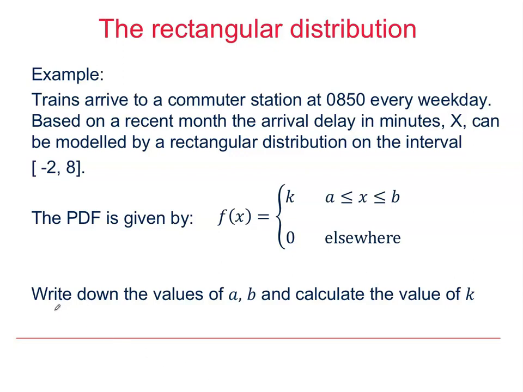Now a, the minimum value for the arrival delay, is -2 minutes. So that's the train arriving 2 minutes early. The maximum delay then is 8 minutes, train arriving 8 minutes late. And k we can work out as 1 over b minus a. So that's going to be 1 divided by 8 minus -2. So that's going to become 1/10.